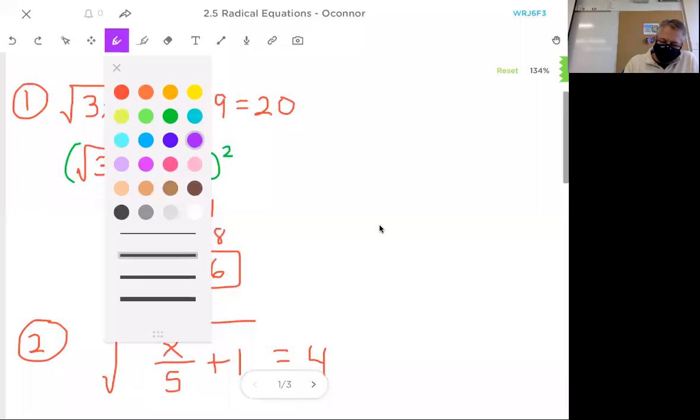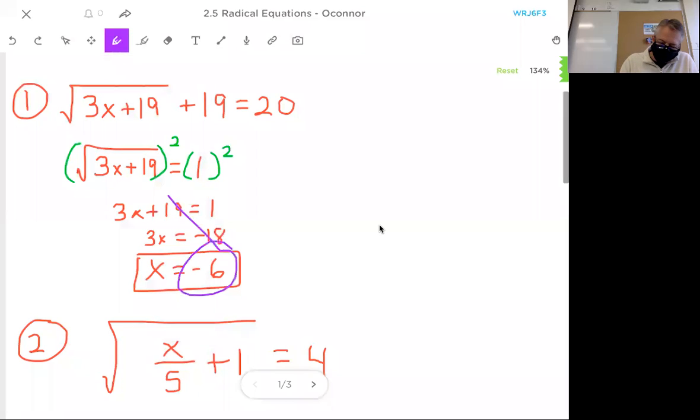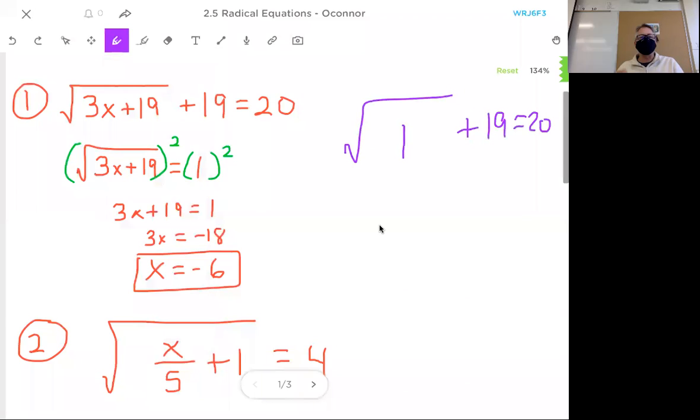Now we should, of course, check that answer. So if I take negative 6 and plug it in for x, I get the square root of 3 times negative 6 would be negative 18, plus 19 would be the square root of 1, plus 19. That does equal 20. It checks out. So negative 6 is good for the first one.